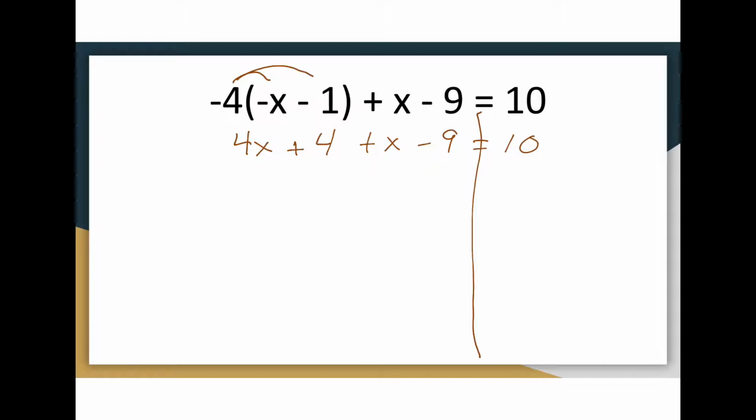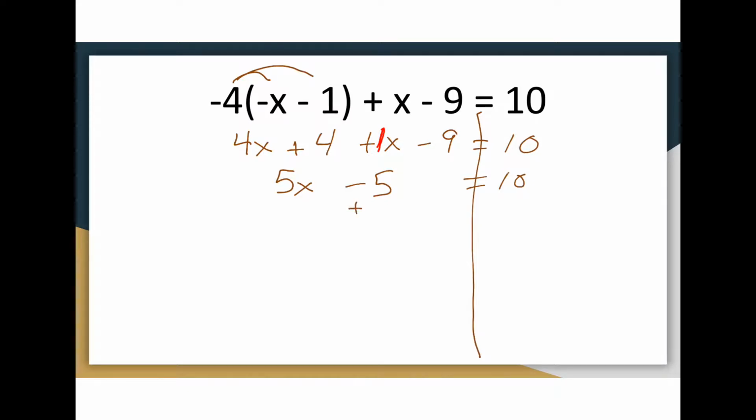All right, now that we distributed, we can simplify or combine like terms on the left side. Don't forget that this is an invisible 1x right here, so 4x plus 1x is going to be 5x. 4 minus 9 is going to be a -5 equals 10. And now we have it down to as simplified as it can go, and it's now just a two-step equation for us to find out what x is.